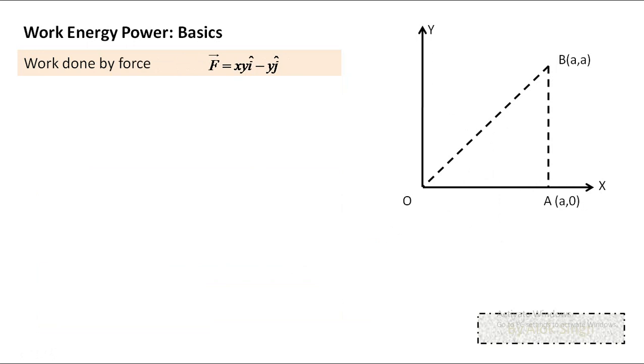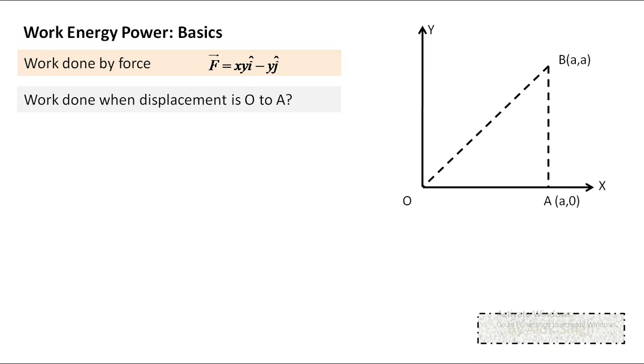So let's take up a question on variable force. Force is given as xy i cap minus y j cap. Let's see what we understand from this expression. Force has i component as well as j component. It doesn't have any k component. And the i component depends both on x coordinate as well as y coordinate, whereas the j component depends only on y coordinate.